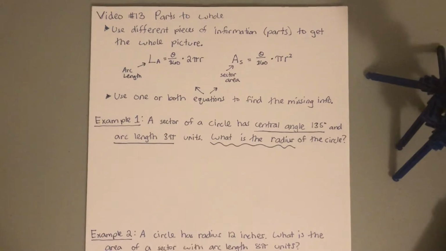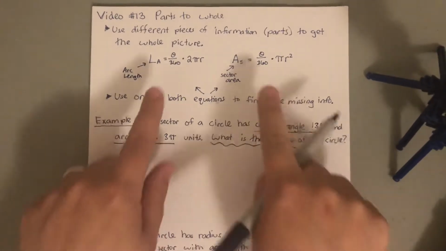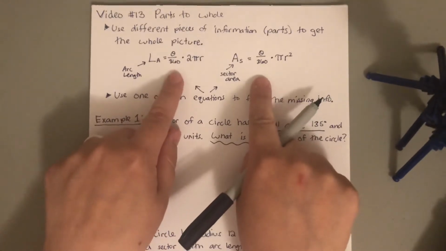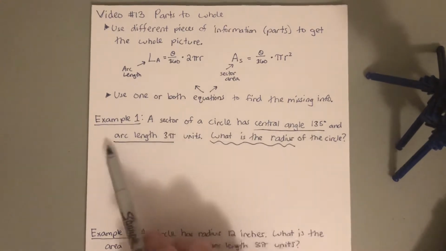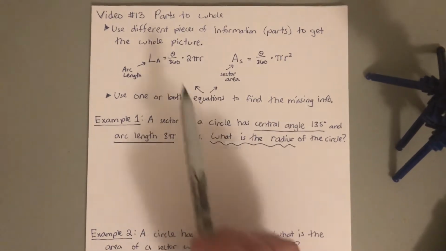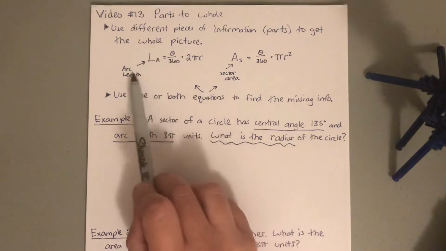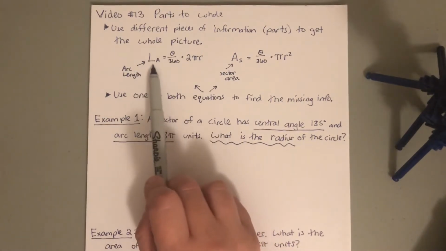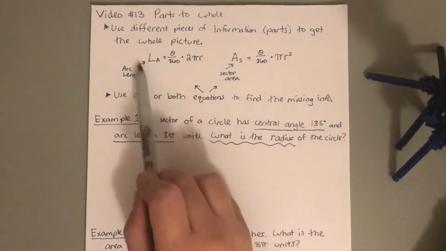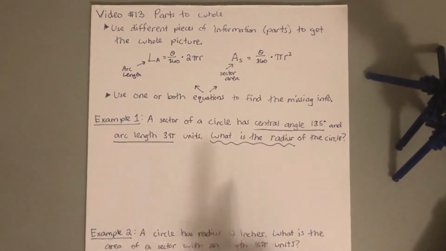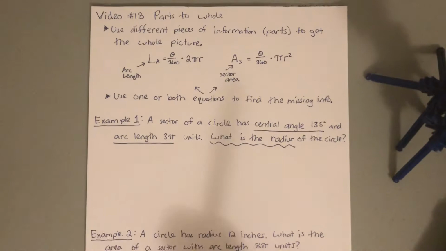So that's the missing piece of information that we're going to try to find, and we're going to use these clues along with one or both of these equations to help us. Because we have the central angle and the arc length, we're probably going to want to use the equation that talks about arc length. If we plug in 3 pi and 135 for the central angle, we can solve for the radius, which is what we want to find. So let's go ahead and do that.